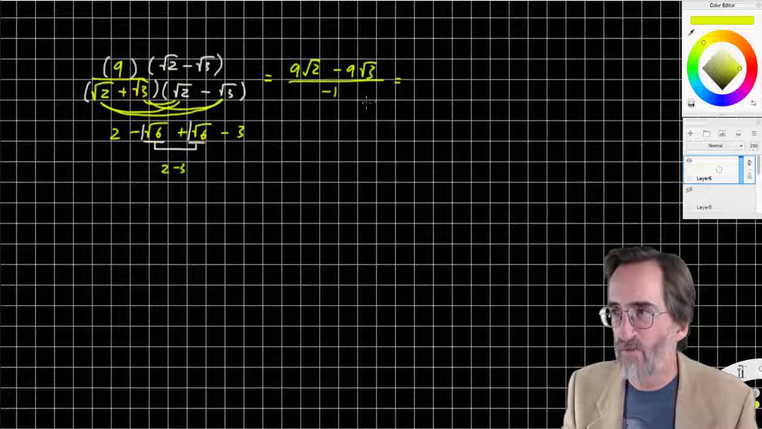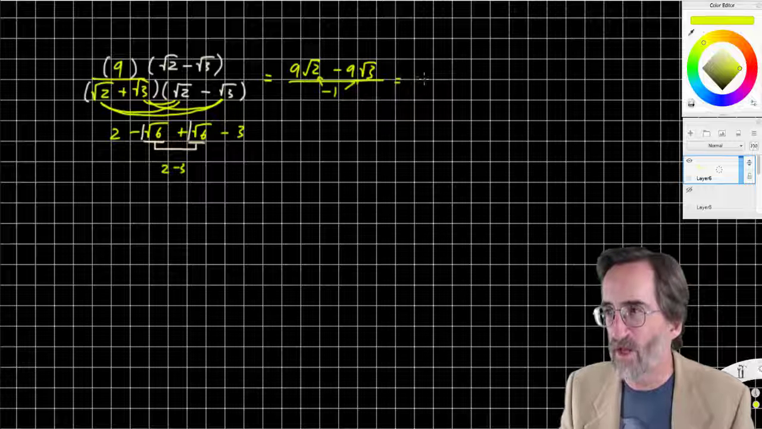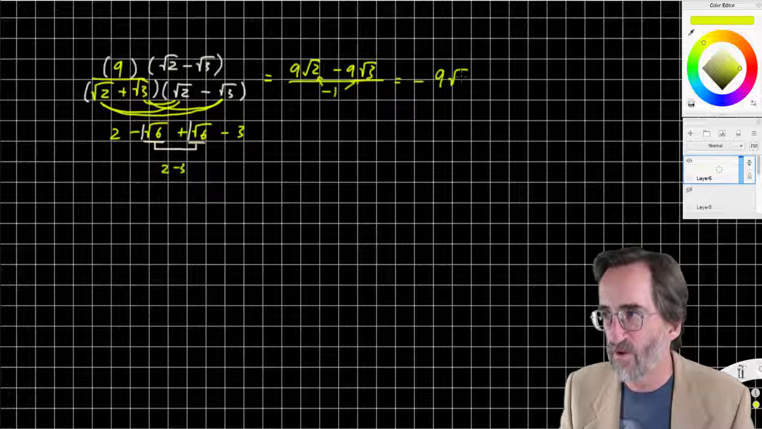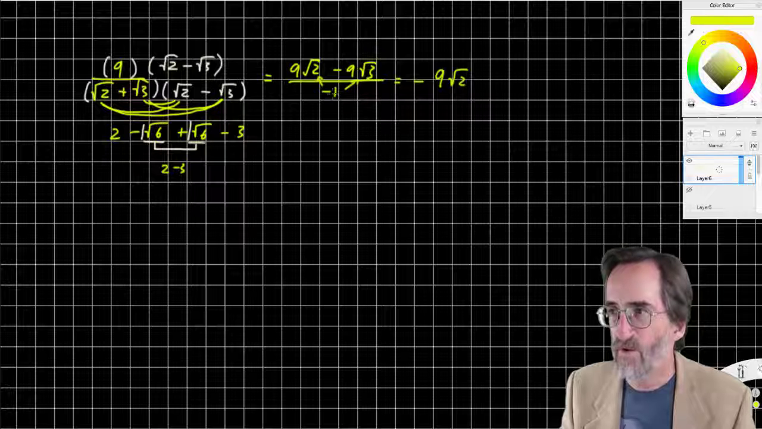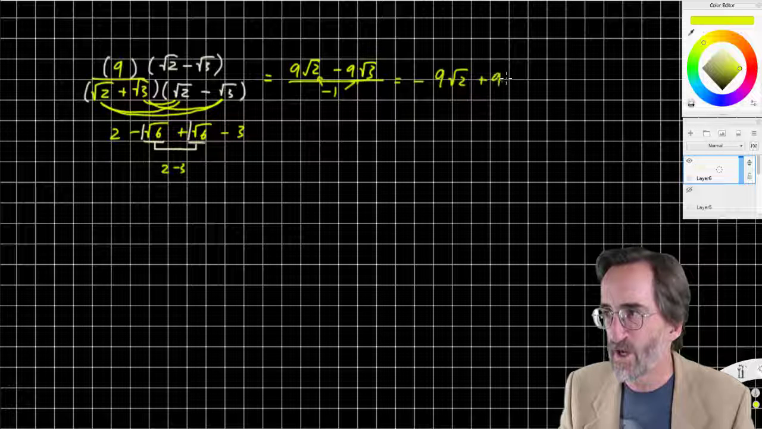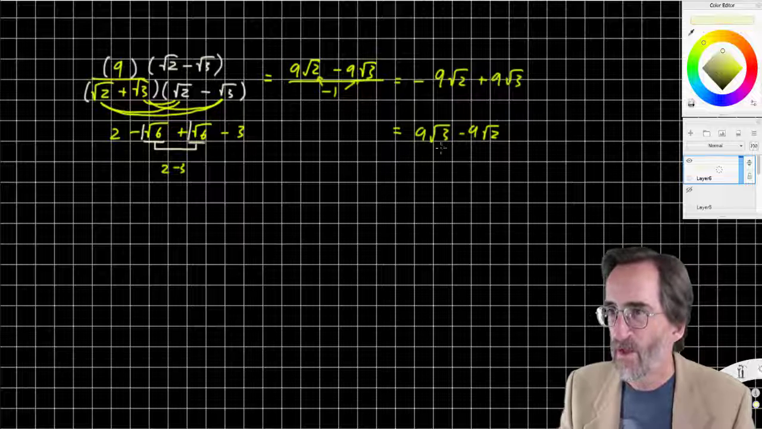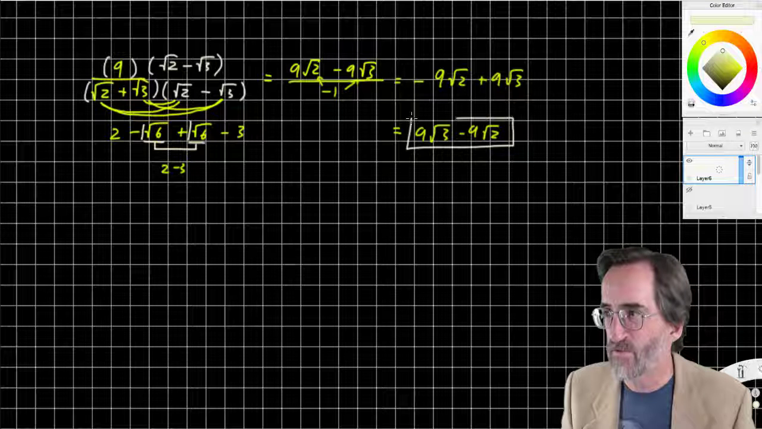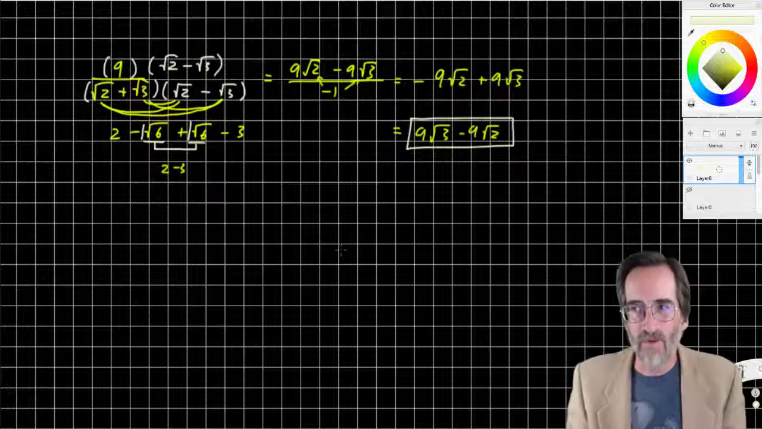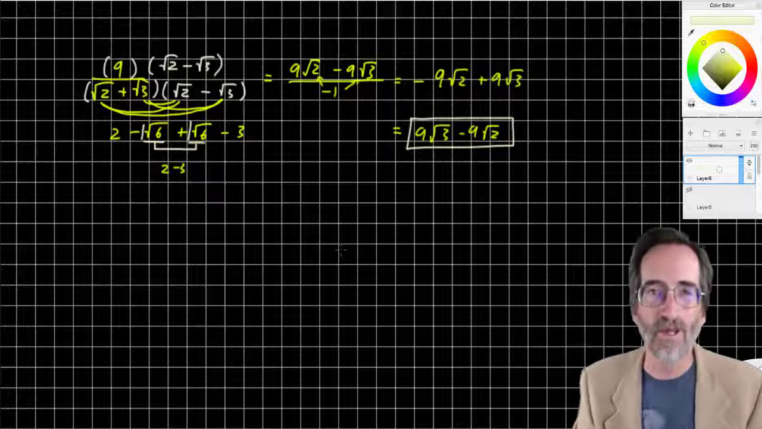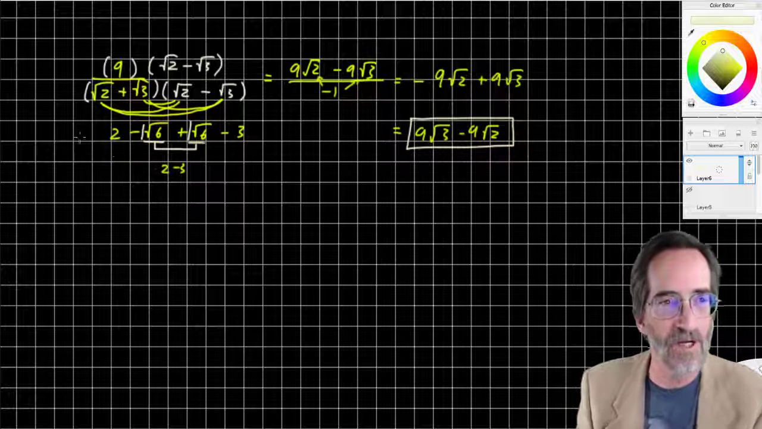And I can now break this up over the division, over the subtraction here. 9 root 2 divided by negative 1 is negative 9 root 2. Negative 9 root 3 divided by negative 1 is plus 9 root 3. And I prefer to write it this way, 9 root 3 minus 9 root 2. Okay? And so that is considered simplified. We have gotten rid of the denominator by multiplying by the conjugate. That's probably the most complicated part of the lesson.